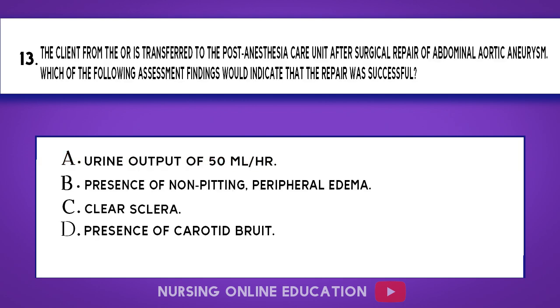13. The client from the OR is transferred to the post-anesthesia care unit after surgical repair of abdominal aortic aneurysm. Which of the following assessment findings would indicate that the repair was successful? A. Urine output of 50 milliliters per hour. B. Presence of non-pitting peripheral edema. C. Clear sclera. D. Presence of carotid bruit. The answer is option A, urine output of 50 milliliters per hour.